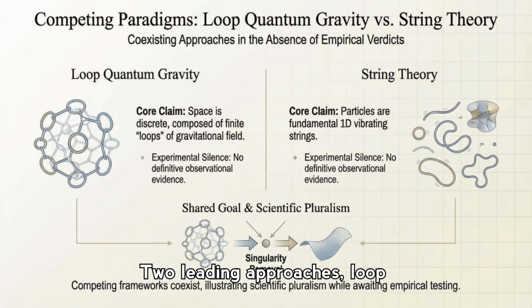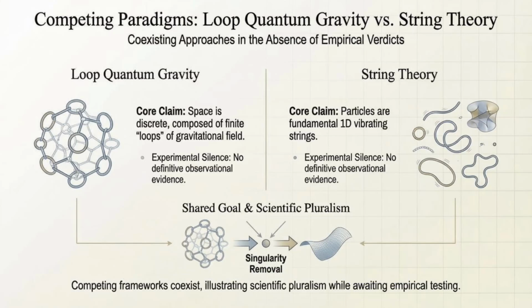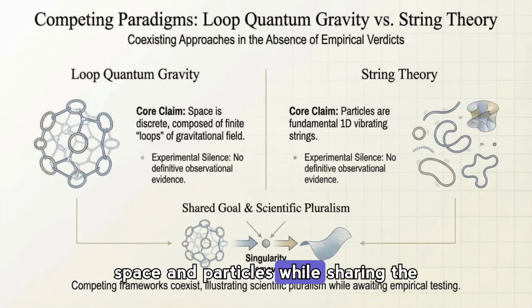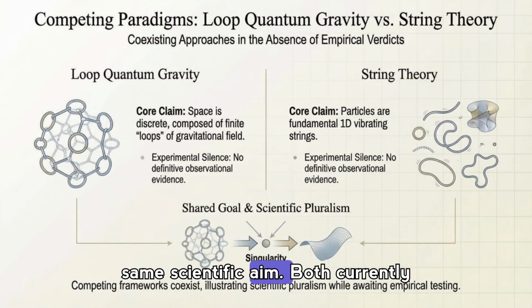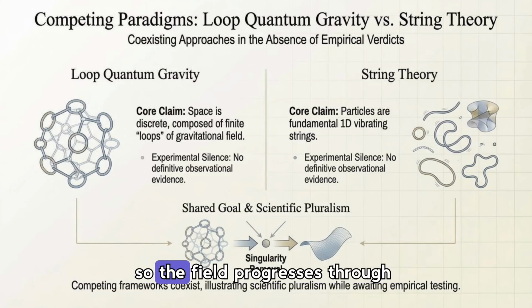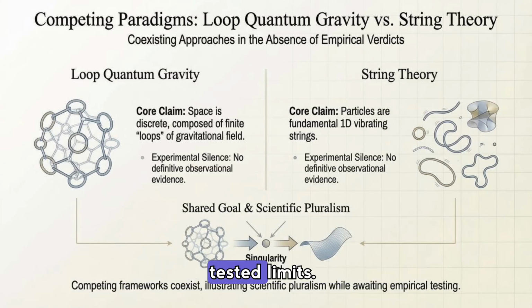Two leading approaches, loop quantum gravity and string theory, offer contrasting core claims about space and particles, while sharing the same scientific aim. Both currently lack definitive observational proof, so the field progresses through pluralism and theory development, seeking ways to remove singularities and recover known physics in tested limits.